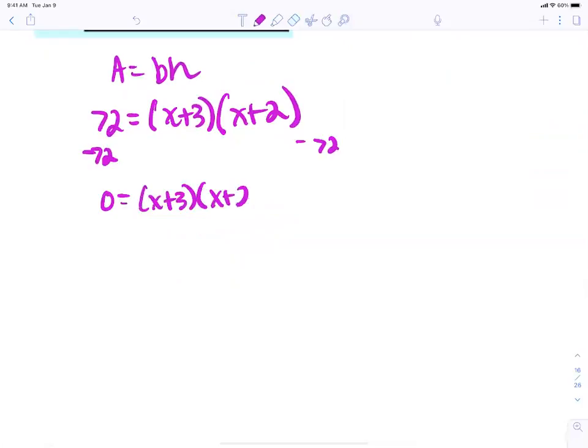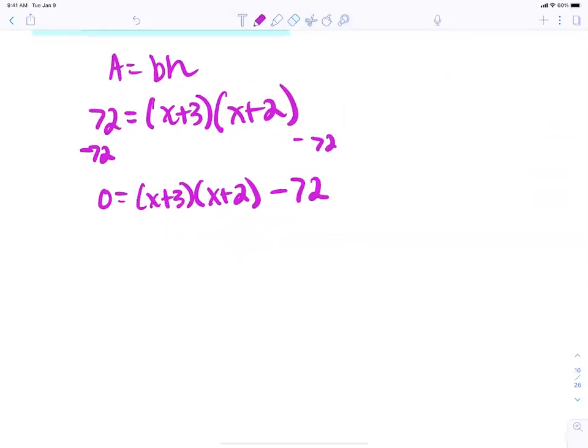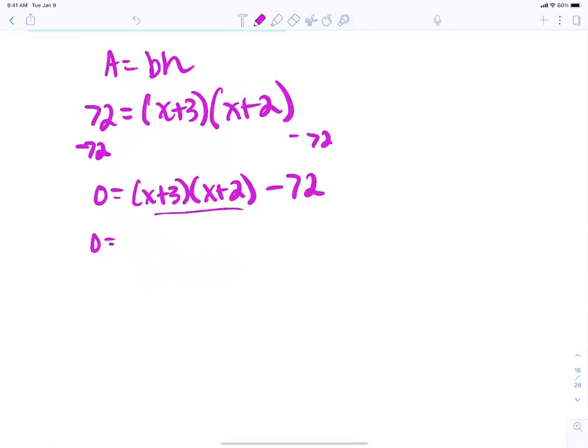Because remember, multiplication would come before any addition or subtraction. So in order to go ahead and factor this, we actually have to multiply this piece out. So that is our next step. I'm going to take x times x. That's going to give me x squared. X times 2 is going to give me a 2x. I'm going to move on to the second set. So 3 times x is going to give me 3x. 3 times 2 is going to give me 6.